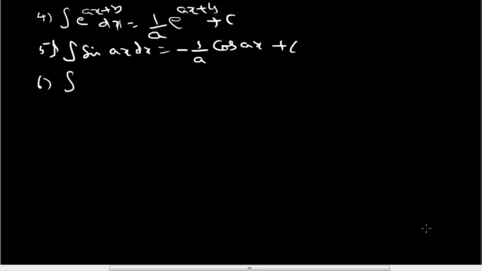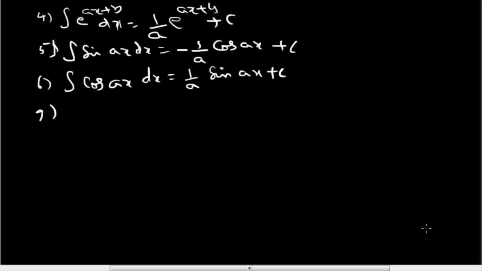Number 6, integral cos ax into dx. In the same manner, integration of cos x is sin x. For cos ax it is 1 by a, the tail. You have to write sin ax plus c.